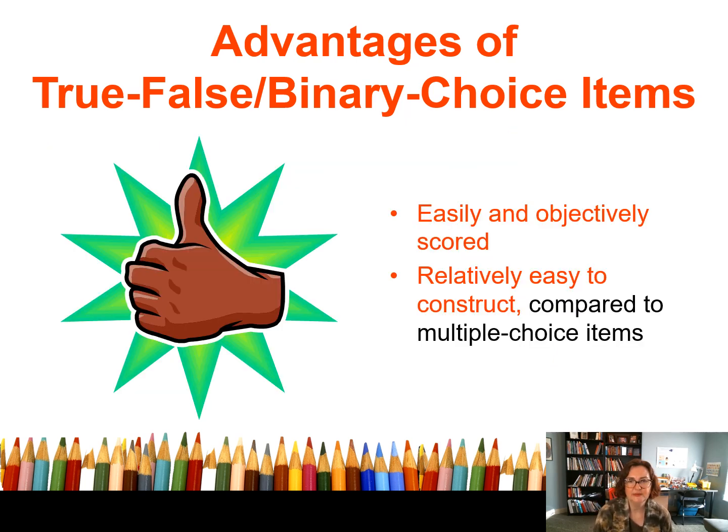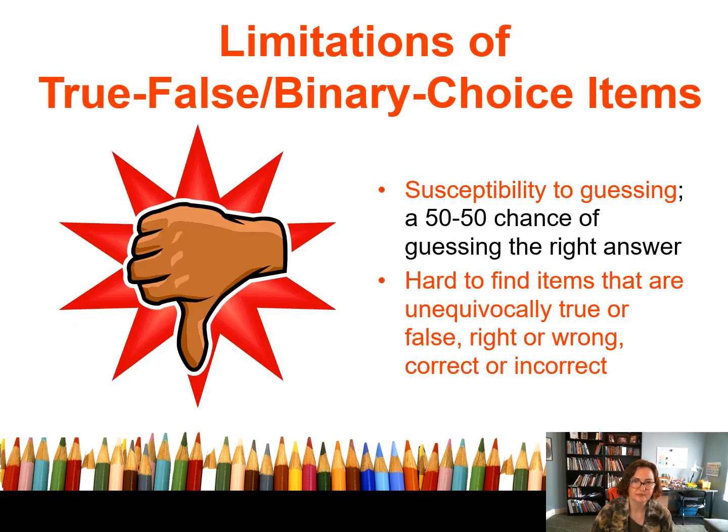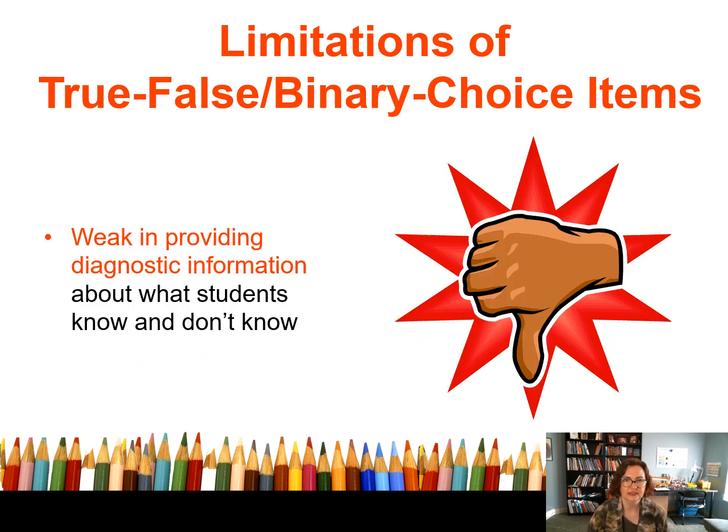They're also easily and objectively scored and relatively easy to construct compared to multiple choice items. But you have a 50-50 chance of guessing the right answer. It's hard to find items that are unequivocally true or false, right or wrong, correct or incorrect. They're also kind of weak in providing diagnostic information about what students know and don't know.